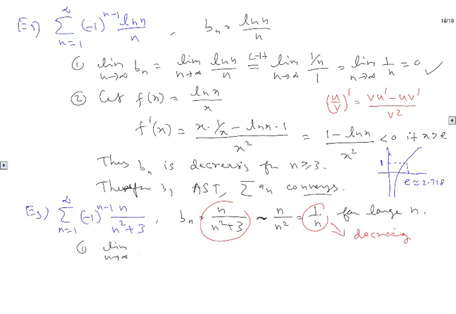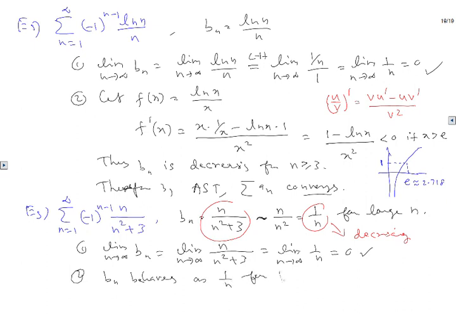So the limit as n goes to infinity of b_n, which is the limit of n over n squared plus 3. If you look at the dominating term, as we argued, it almost looks like 1 over n, so the limit is 0, so the first test passed. Or you can just use calculus as before and take the derivatives, but not for this one, the second part. Now we know b_n behaves like 1 over n for large n. So thus b_n is decreasing.